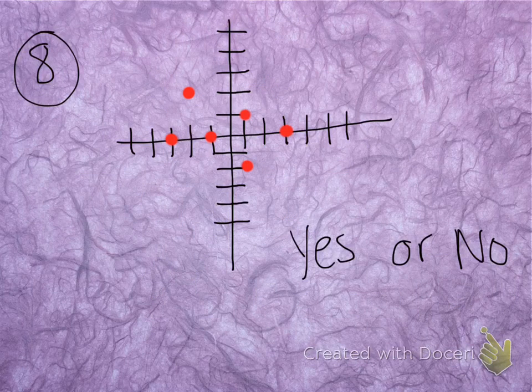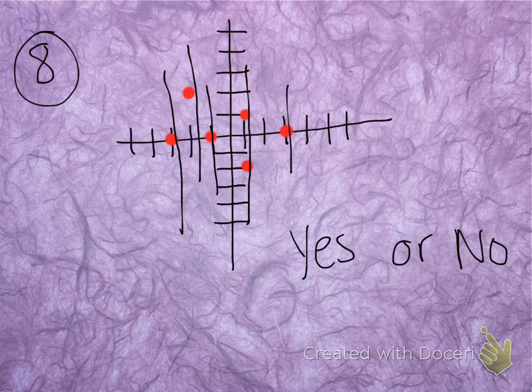All right, now we have a graph with points. Same concept, draw vertical lines. And with this line, it crosses 2 points. So no, this one is not a function.